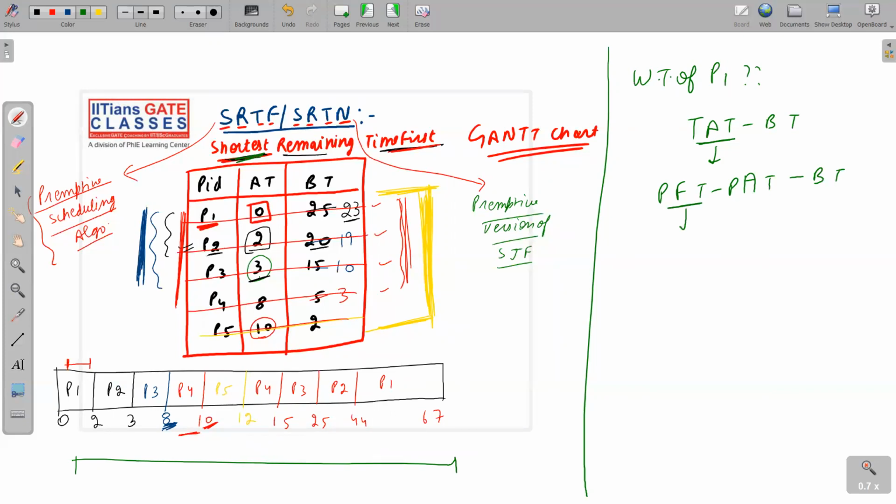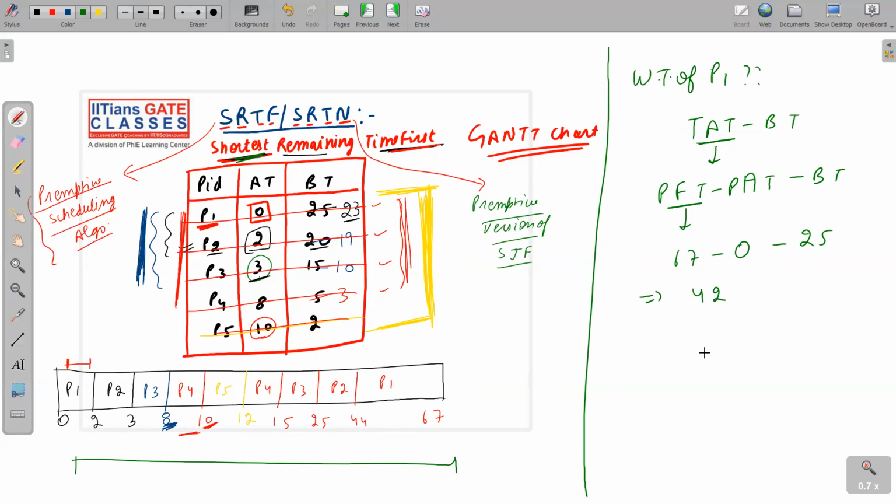Process finish time, when P1 is finished, is 67. P1 arrived at 0, minus burst time. Burst time of P1 is 25. Directly you will get the answer. 67 minus 25 comes out to be 42. Yes, 42 is the answer. So 42 units of time P1 has waited.